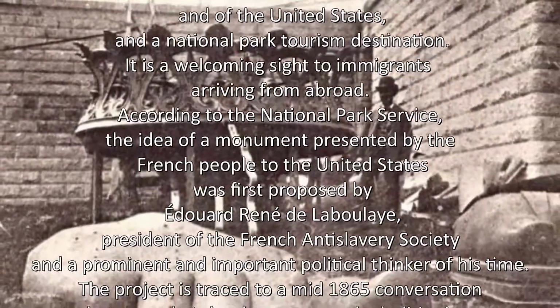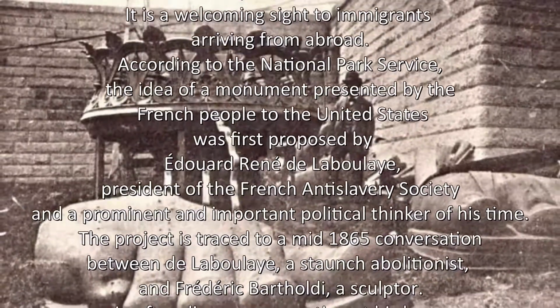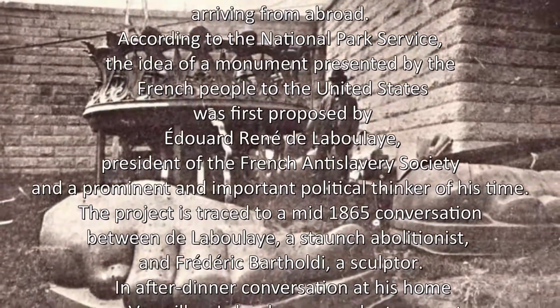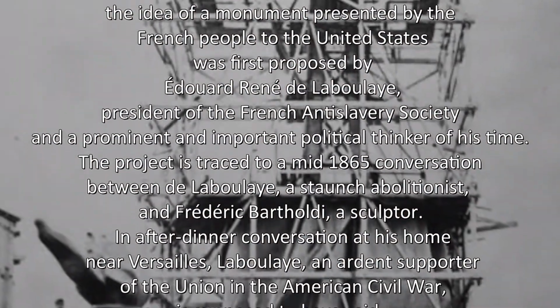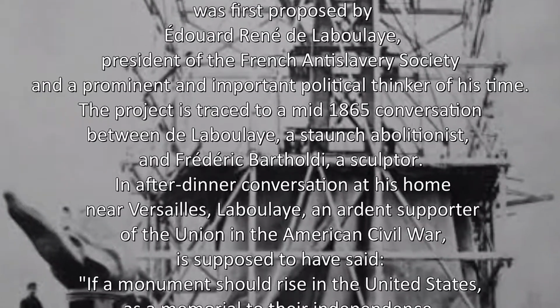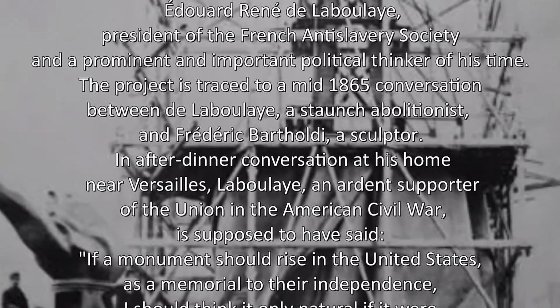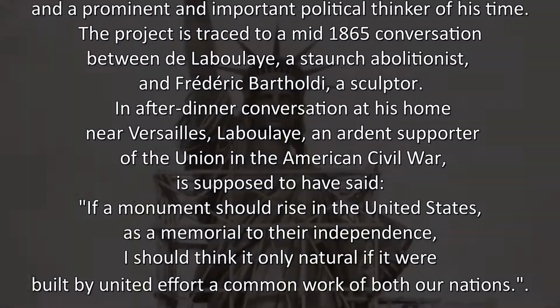According to the National Park Service, the idea of a monument presented by the French people to the United States was first proposed by Édouard René de Laboulaye, president of the French Anti-Slavery Society and a prominent and important political thinker of his time. The project is traced to a mid-1865 conversation between de Laboulaye, a staunch abolitionist, and Gustave, a sculptor.